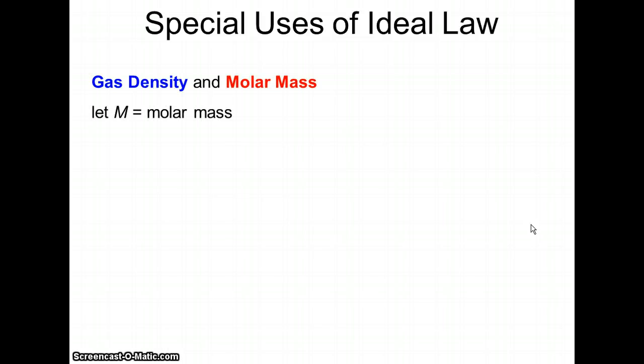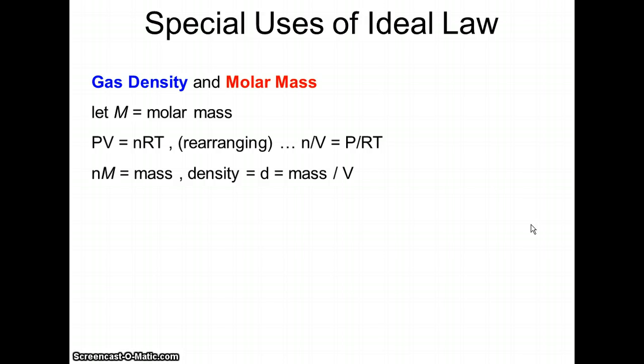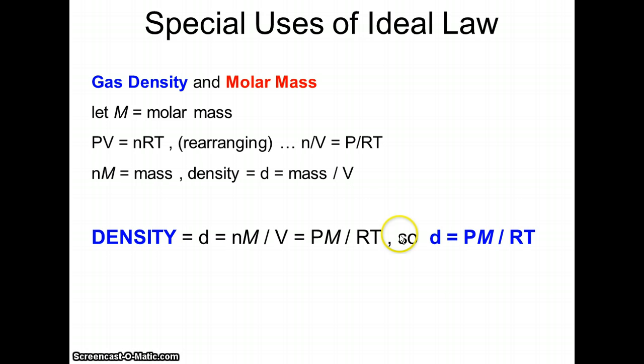There are some special uses of the ideal gas law. For example, gas density and molar mass. These can be arrived at mathematically. So if we let capital M equal molar mass, take PV equals nRT, do a little math on it, rearrange, see that n over V equals P over RT. We know that moles times molar mass equals grams or mass, and we can know that density equals mass over volume. So if we do some substitutions, we can see that density equals moles times mass over V, which happens to be equal to PM over RT. And so density equals PM over RT.